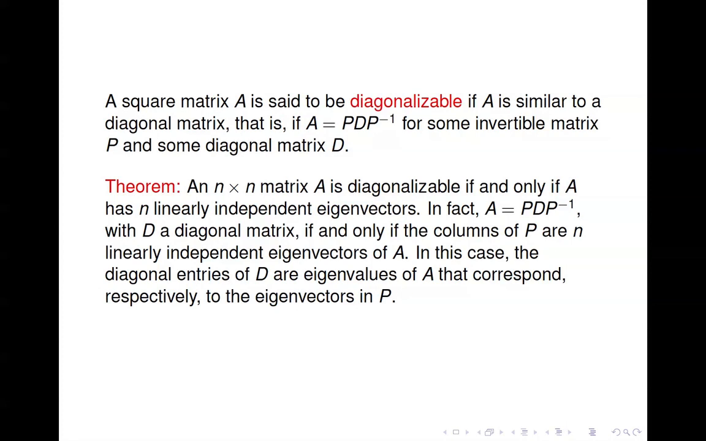So this theorem not only tells us a condition under which A is diagonalizable, it also tells us how to compute P and D. P is a matrix that consists of n linearly independent eigenvectors of A. And the diagonal entries of D are eigenvalues of A that correspond respectively to the eigenvectors in P. So P consists of the eigenvectors, D consists of the eigenvalues on the diagonal.